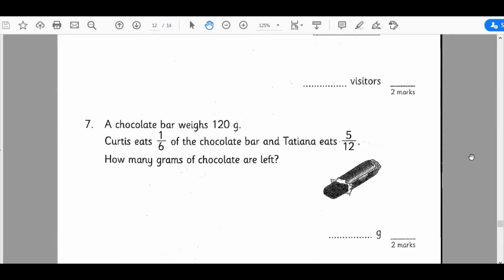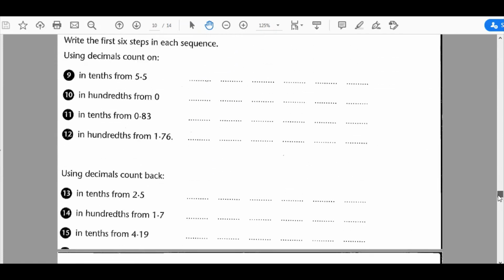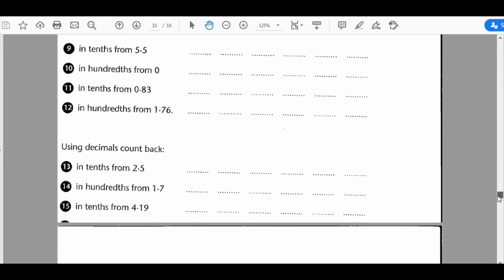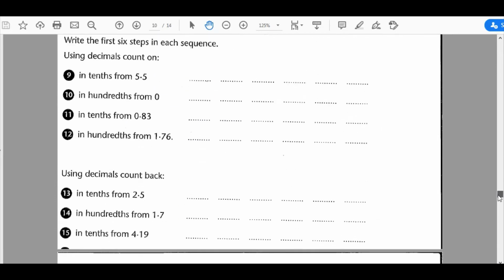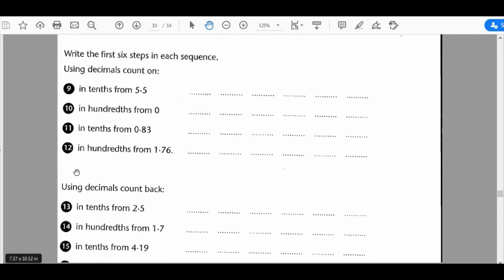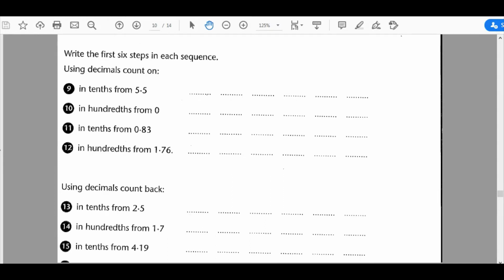Right, I'm just going to look now at the questions here. The questions on this sheet, which is sheet 37, 9 to 15. This is about writing steps in a sequence, and you're using decimals. So I'm going to show you how to do this using a website. 2 different websites, just to show you and demonstrate on paper as well.